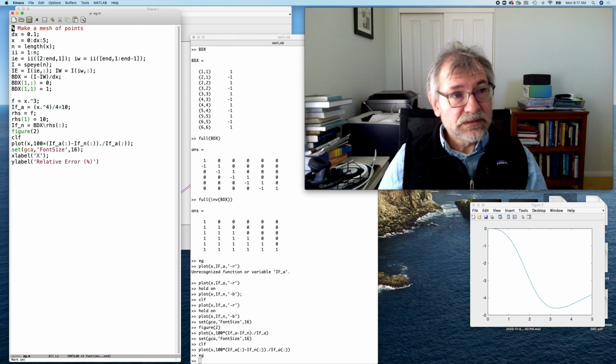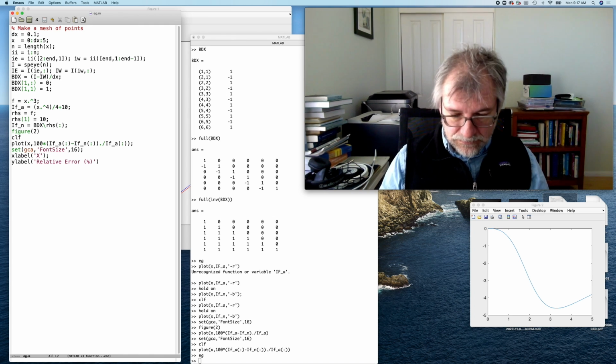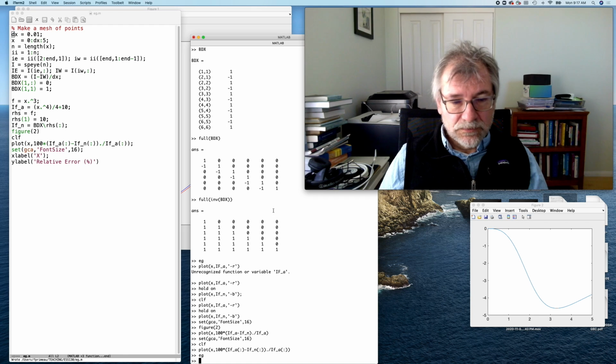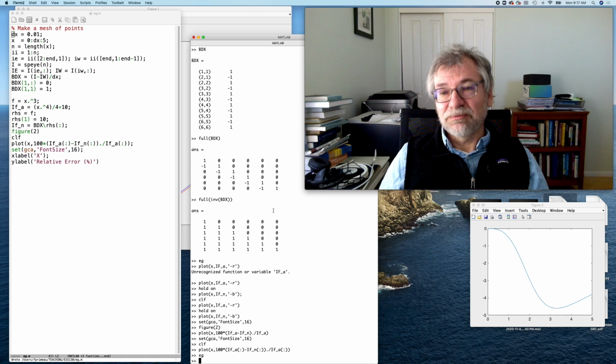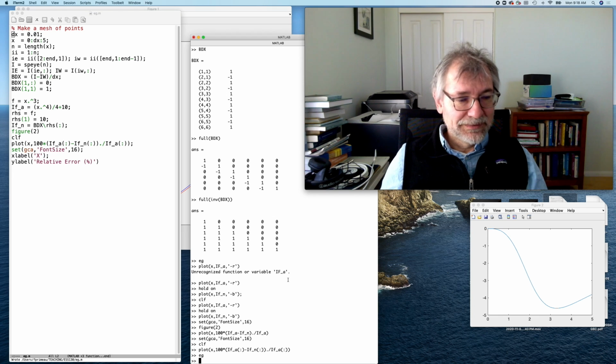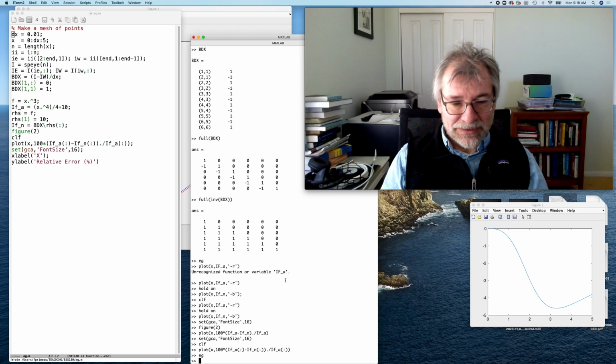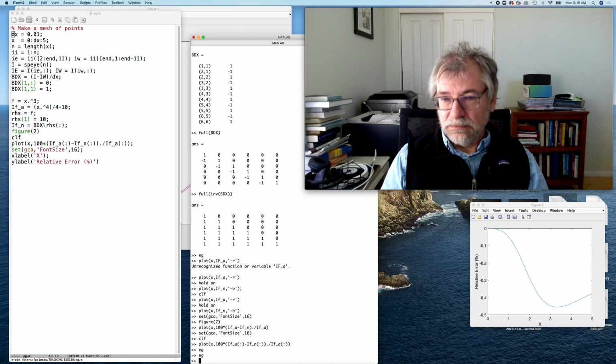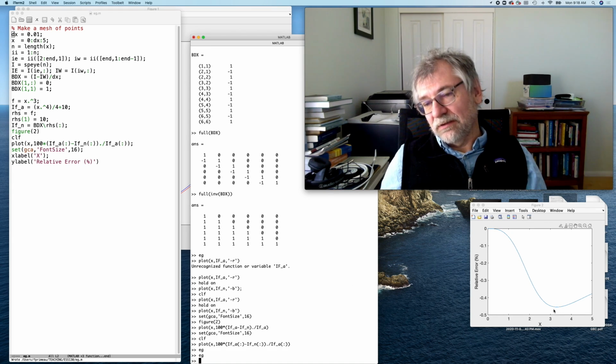If I increase my spacing by a factor of 10, my derivative operator was what's called first order, so presumably my integral operator will also be first order, and therefore my error should be about 10 times smaller, and so we should expect an error of around 0.4 to 0.5%. So let's see if my prediction is right. I haven't tried this yet. Right, around 0.4 to 0.5.